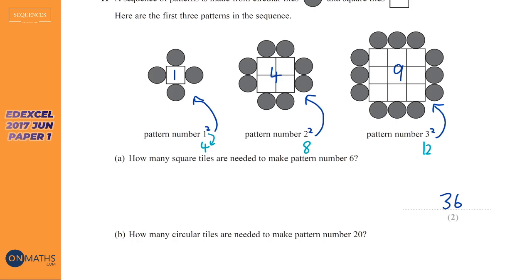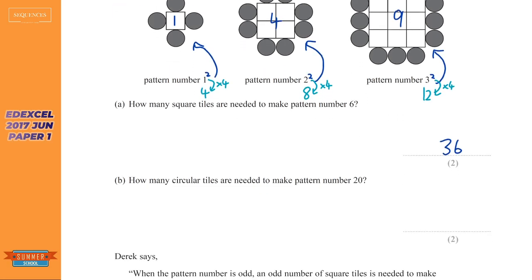Well, I could add 3. Let's see whether that works for the next one. So 2 plus 3 is 5, so that doesn't work. What about if I times it by 4? 1 times 4 is 4, that works. 2 times 4 is 8, that works. 3 times 4 is 12, perfect. So I need to times it by 4. So I get the pattern number, which is 20, and just times it by 4, which will be 80.